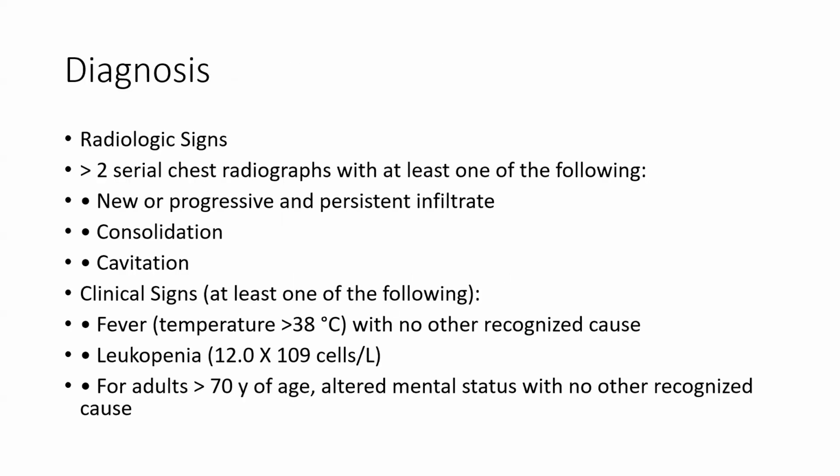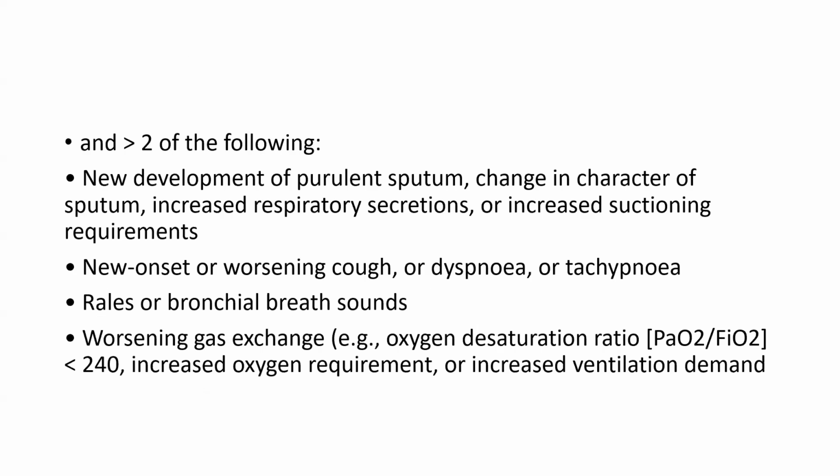Now, diagnosis. Radiological sign: two or more serial chest radiographs with at least one of the following, that is new or progressive persistent infiltrate, consolidation, and cavitation. Clinical sign, at least one of the following: fever with no other recognized cause, leukopenia, and for adults more than 70 years of age, altered mental status with no other recognized cause.